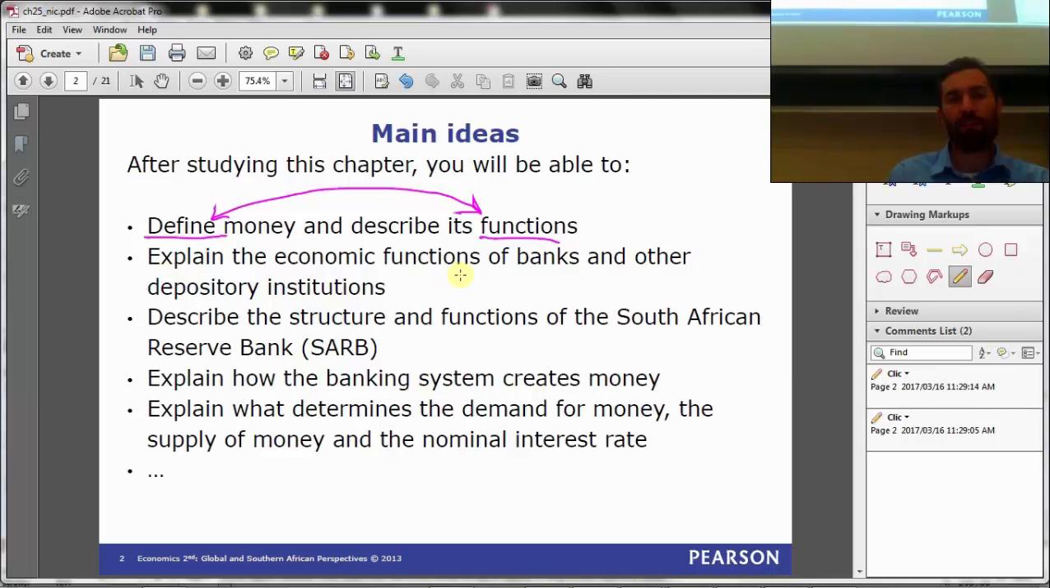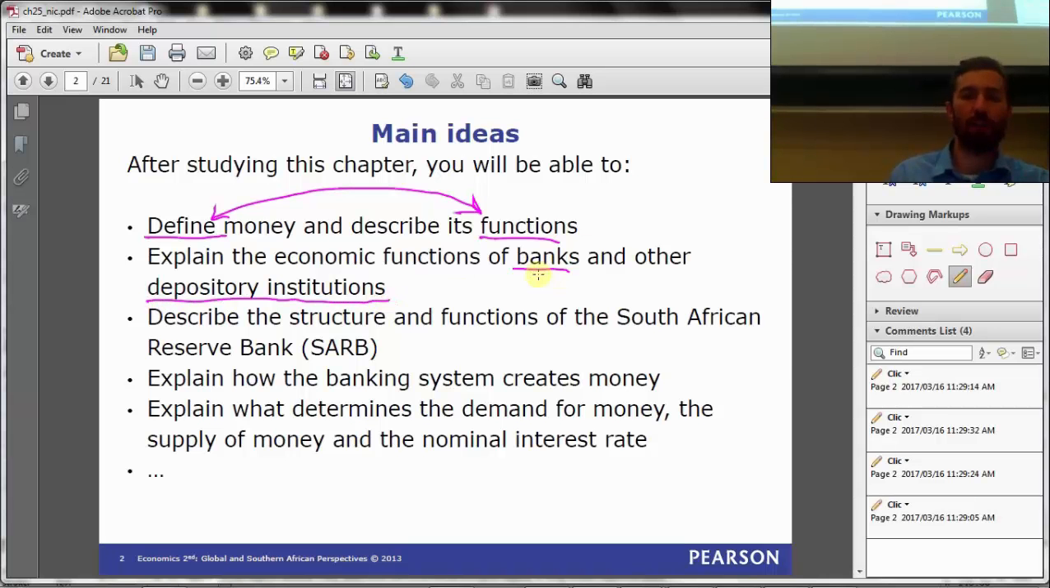Okay, we explain the economic function of banks as well. So when we talk about money, we're going to be talking a lot about banks as well as any other kinds of depository institutions, but our focus is primarily on banks. Banks and depository institutions are under the control of the Reserve Bank, so we're going to describe the structure and functions of the South African Reserve Bank, or the SARB. Having laid the foundations and given some terminology, we're then going to talk about how banks, the SARB, and depository institutions all come together.